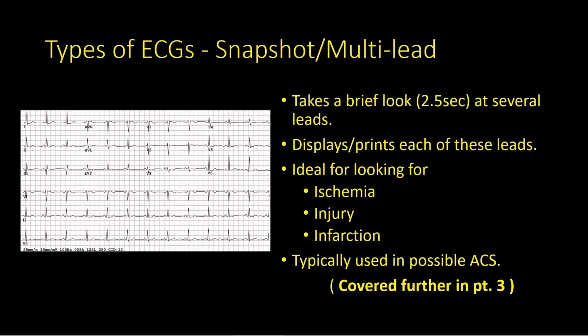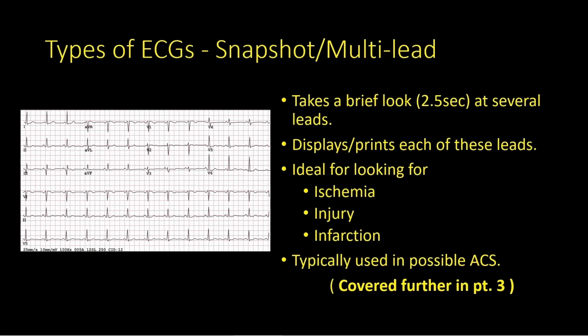Another type of ECG we can get into, and we'll talk more in section 3 about it, is the snapshot or multi-lead. Instead of being a long-term ECG, this is a snapshot, or a single shot, that takes a brief 2.5-second look at several different leads. And this display will print each of these leads. This is ideal when you're trying to look for ischemia or injury or infarction, as it gives you 12 different views of the heart.